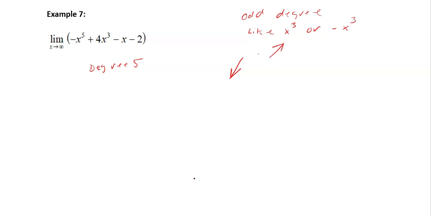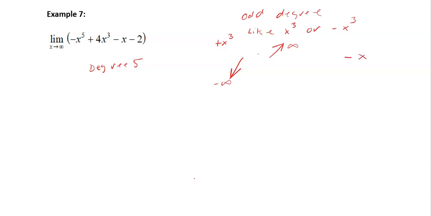Now, if I turn it around, I just turn the ends around. This is positive x cubed. This is what the ends do. Y goes to negative infinity as x goes to negative infinity. Y goes to positive infinity as x goes to positive infinity.